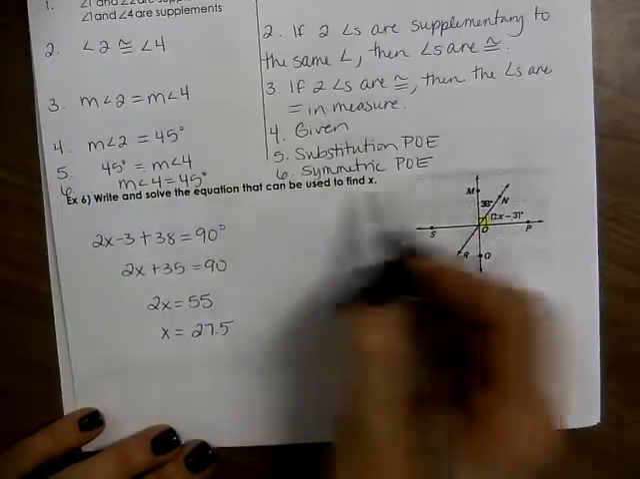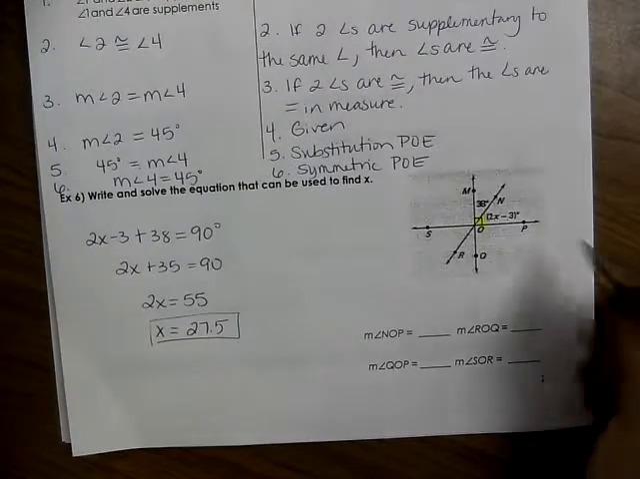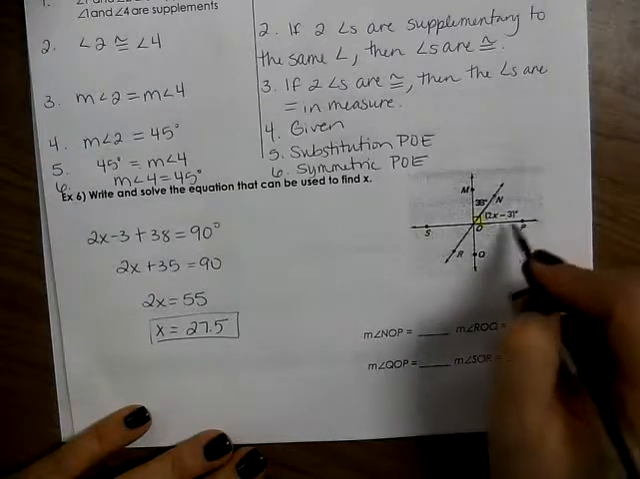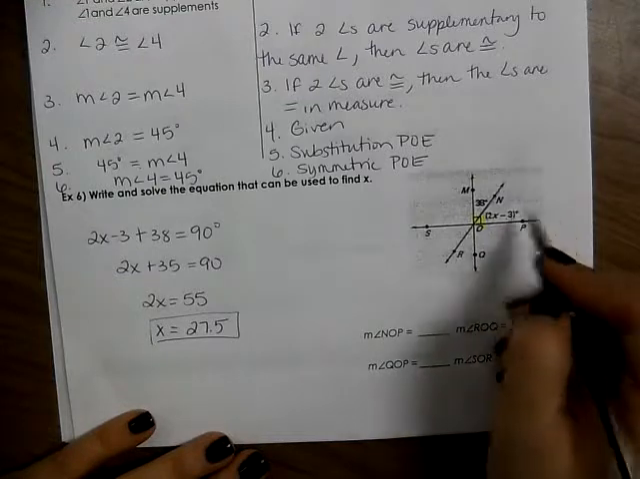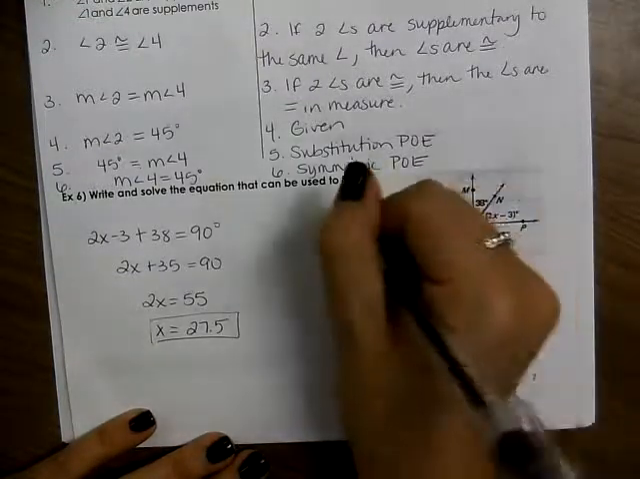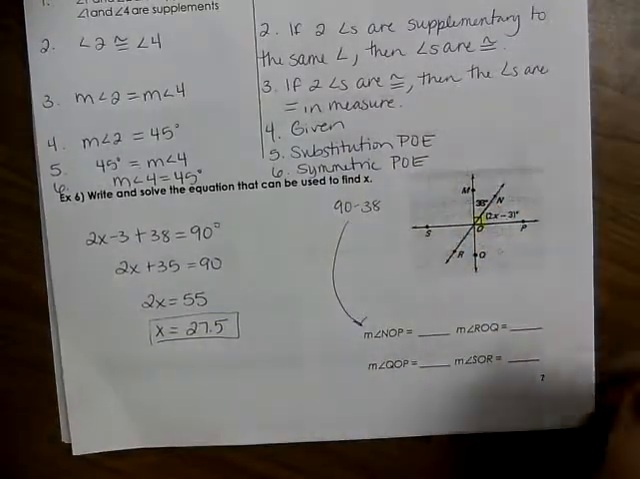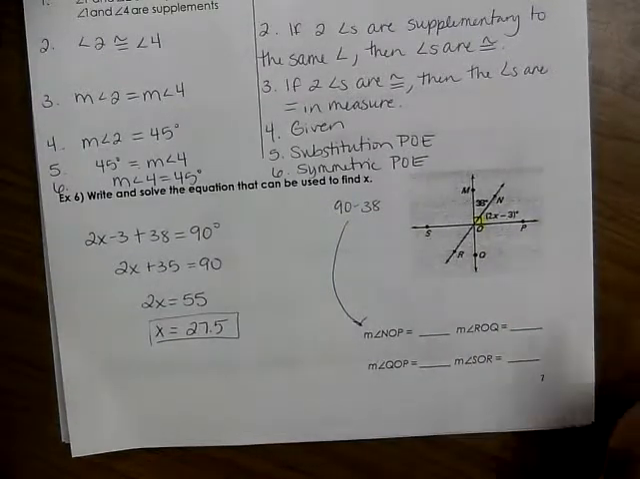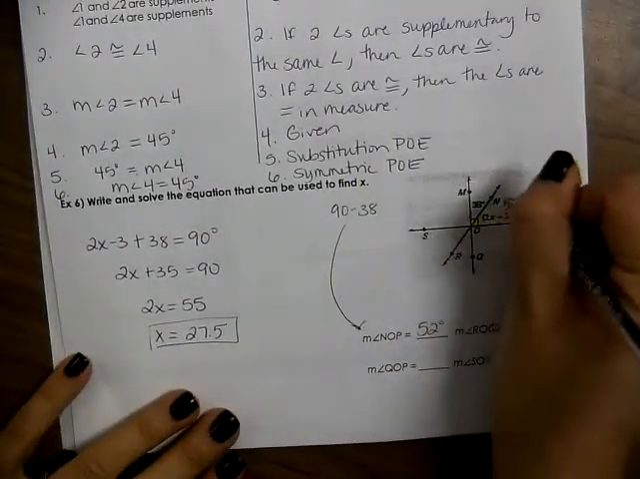Now, it wanted you to solve, but then we have to find all these angles. So I know that x is 27.5, so remember, we can just substitute in. In terms of angle NOP, I can substitute the 27.5, multiply by 2, and subtract 3, and that would be a good way to verify my work. Or I could just do 90 minus 38, right? Because I know that those two angles are complementary. So angle NOP is, what, 52 degrees? I'm just going to fill that in my picture.